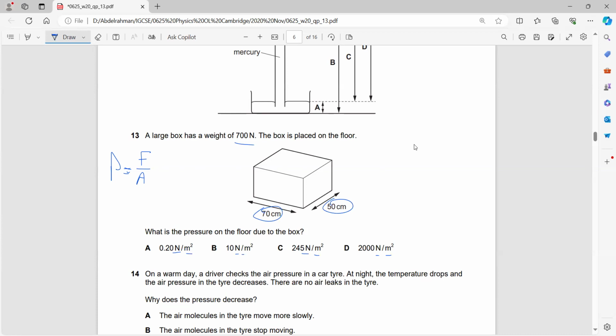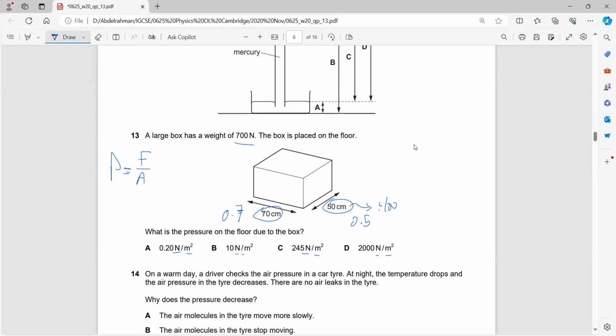You have to change the dimensions to meters. How can we change from centimeters to meters? You have to divide by 100. So the width would be 0.5 and the length would be 0.7. Again, you cannot just multiply 70 times 50; you have to convert from centimeters to meters first.